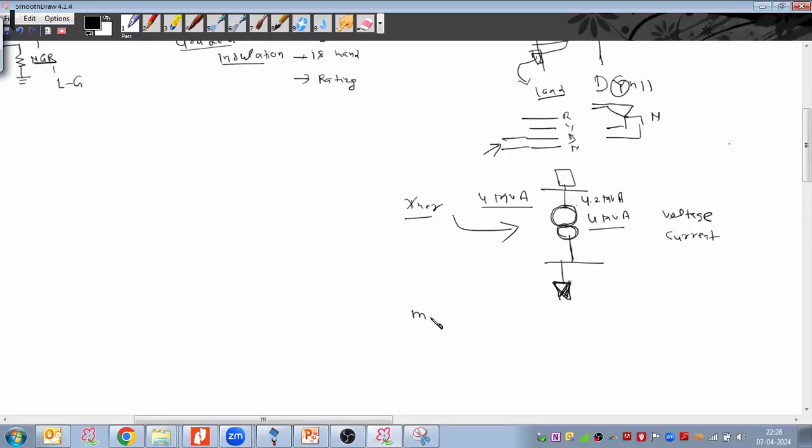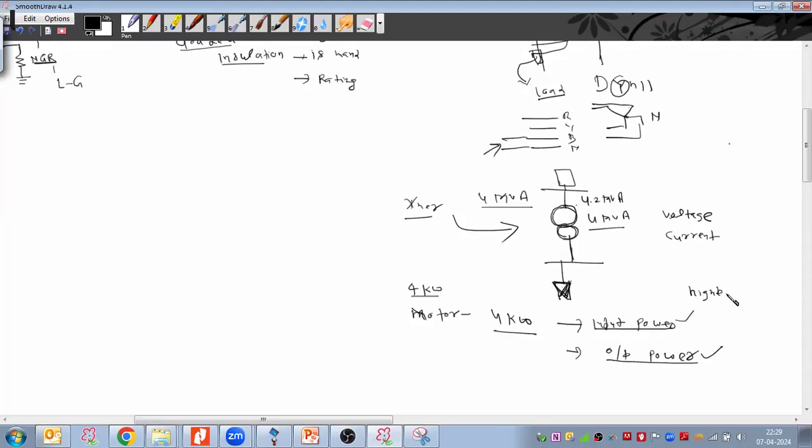If I'm taking any other electrical equipment, suppose I'm taking a motor. If I have a 4 kilowatt motor, what does the 4 kilowatt mean? Is the 4 kilowatt the input power or the output power? Output power. So 4 kilowatt is the mechanical output power of the motor. The electrical input power would be higher than 4 kilowatt.